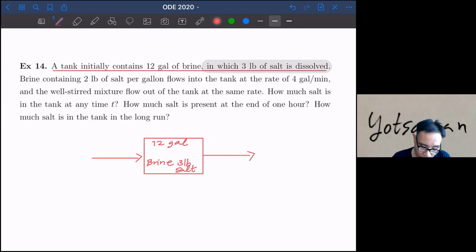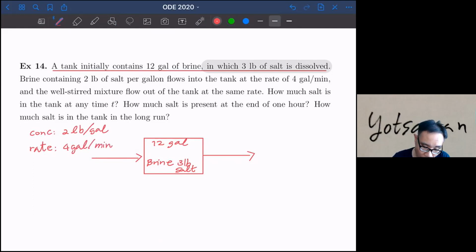So read the question. You have brine containing 3 pounds of salt per gallon, so that will allow us to know the concentration of the brine. Okay, so it's going to be 2 pounds per gallon, and you have the rate of the brine will be 4 gallon per minute. So that is going to be the rate of the brine.